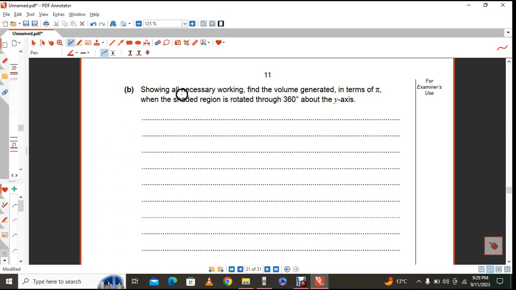Because it is rotated about the y-axis, that volume would then be, whatever the limits are, the integral of pi and then x squared with respect to y. So let's just go ahead and maybe you just keep this as a formula that we want to use.